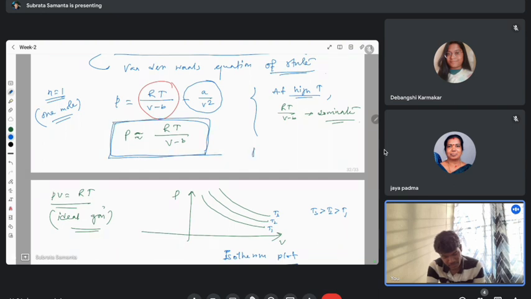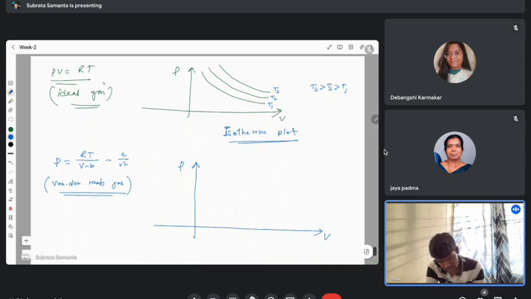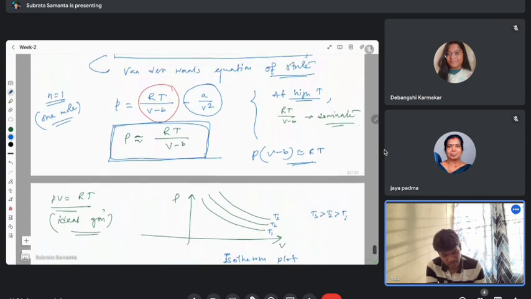So you have P times V minus B is nearly equal to RT. That means it looks like this kind of graph. So at high temperatures we get this kind of curve. This kind of curve is for high temperatures. Now we are lowering the temperatures. What happens when we lower the temperatures? At moderate temperatures we are not using this kind of approximation.